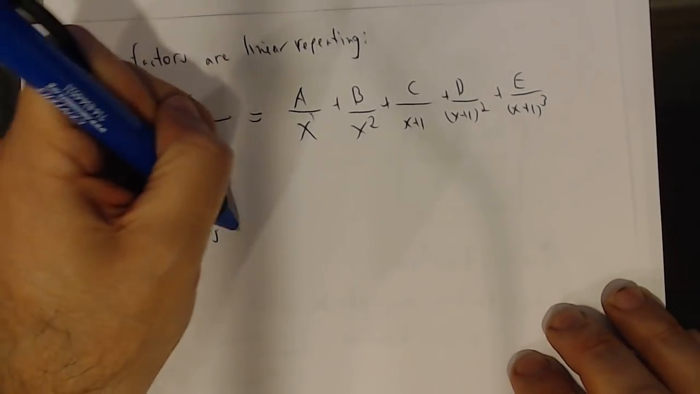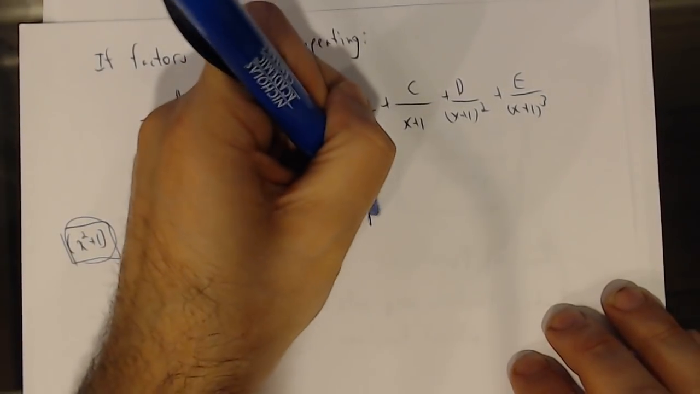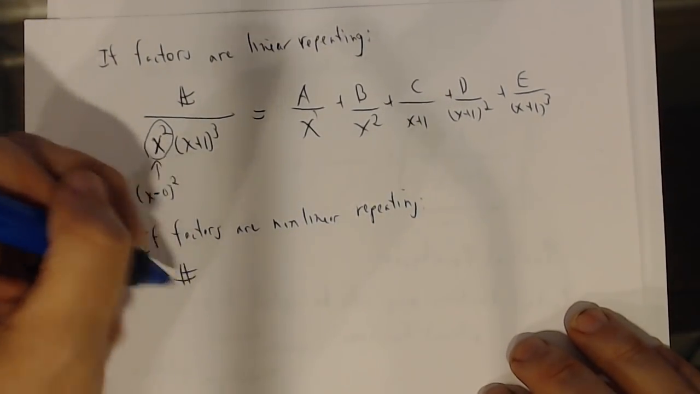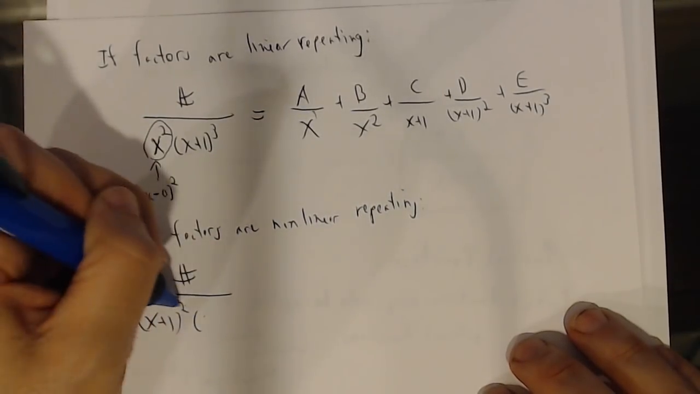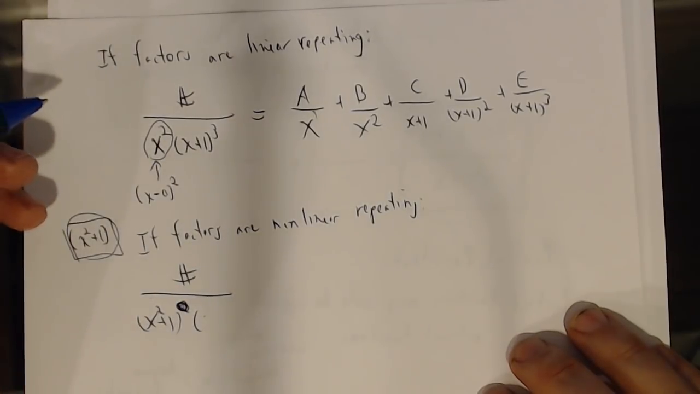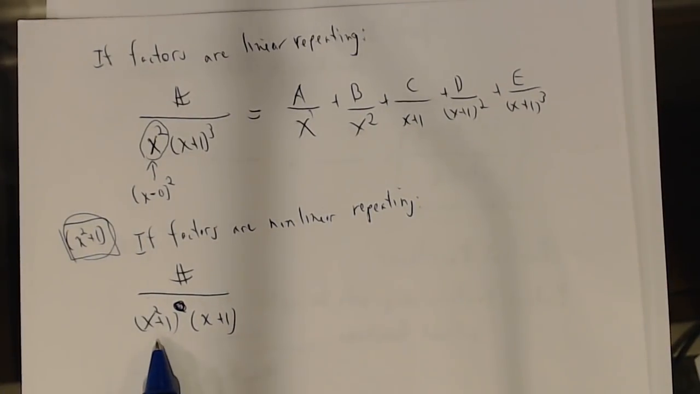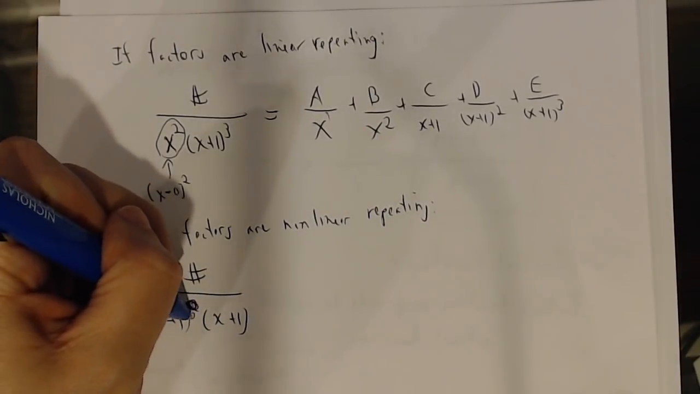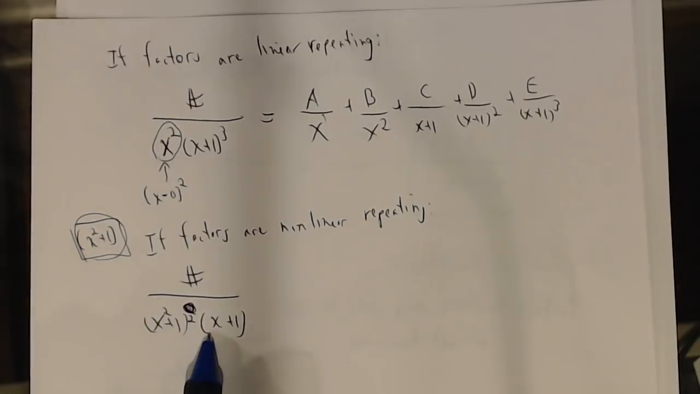Okay, so what if the factors are nonlinear repeating? What do we get? If it's something like this, x squared plus 1, squared, and let's just say x plus 1. So what do you notice here? This guy is actually nonlinear, and let's call that squared. So it's x squared plus 1 quantity squared, and this is x plus 1. So what is it? It's a combination of nonlinear repeating, and that's just linear non-repeating.